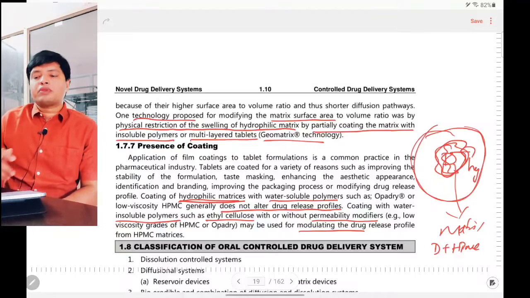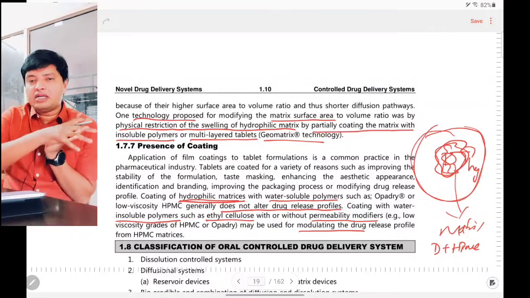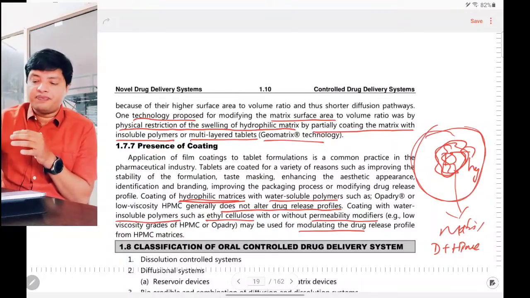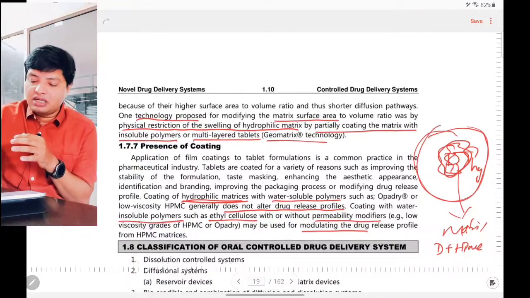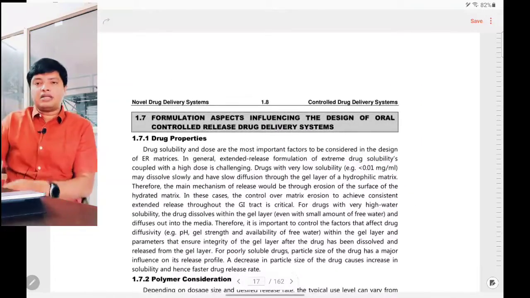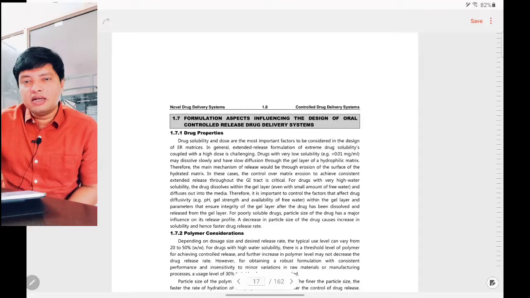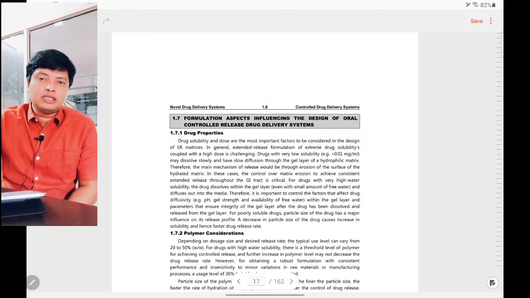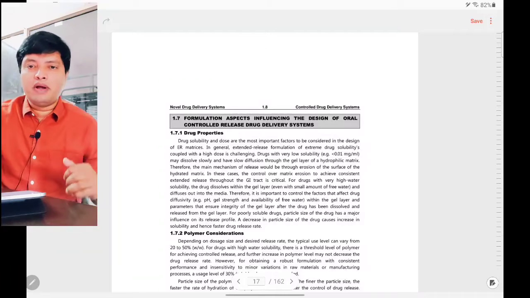These are the various factors, or you can say the various formulation aspects, which will influence the design of controlled release, oral, I am talking about again oral controlled release delivery system. I hope you understand.